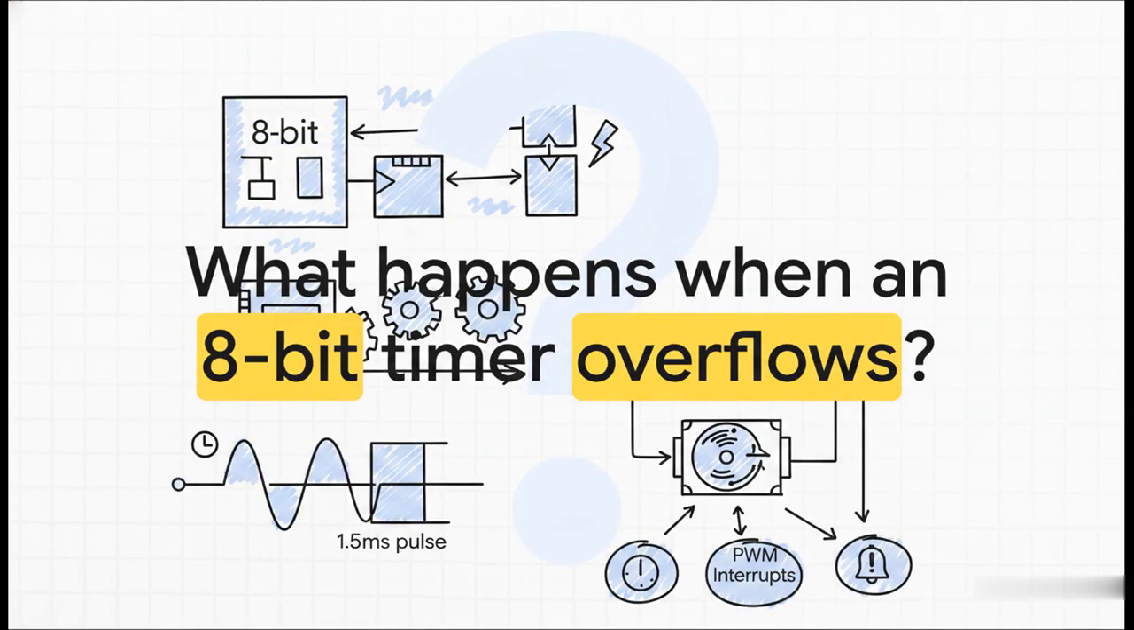To wrap up this explainer, I want to leave you with a quick quiz directly from our source material to test your new embedded systems expertise. First, what actually happens when an 8-bit timer overflows? And for bonus points, if a servo needs a 1.5 millisecond pulse, what would the duty cycle be at 50 Hz? As you calculate that in your head, think about this.